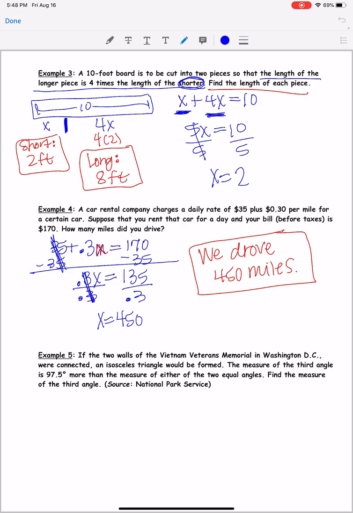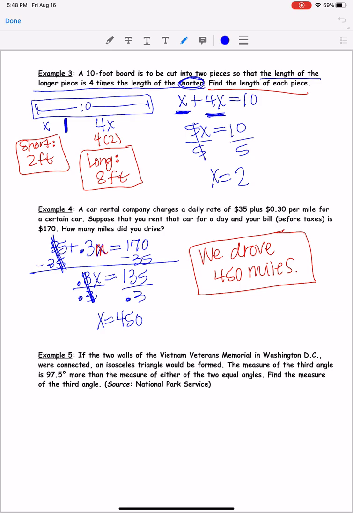Example 5. If two walls of the Vietnam Veterans Memorial in Washington, D.C. were connected, an isosceles triangle would be formed. The measure of the third angle is 97.5 degrees more than the measure of either of the two equal angles. Find the measure of the third angle.